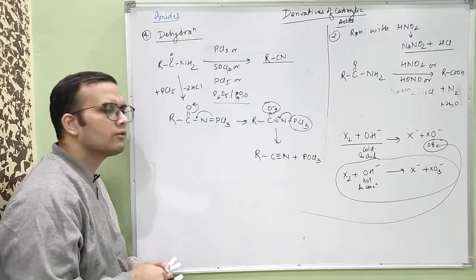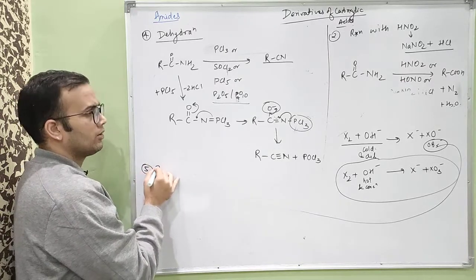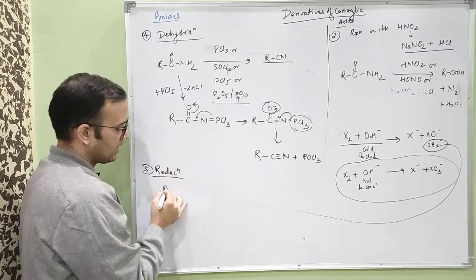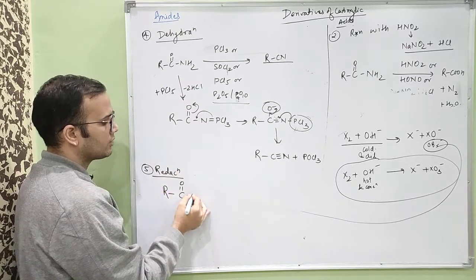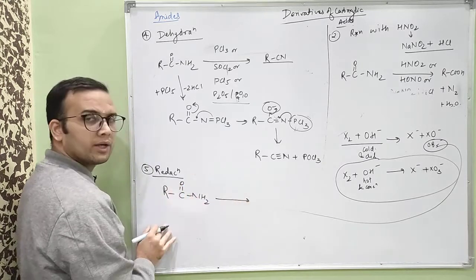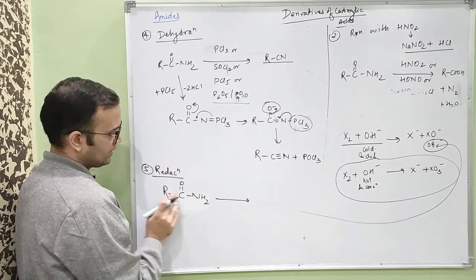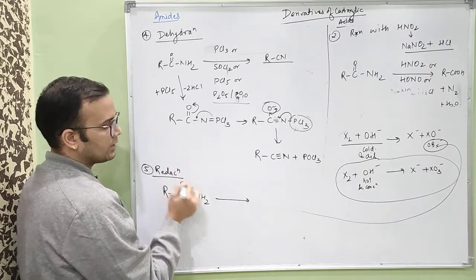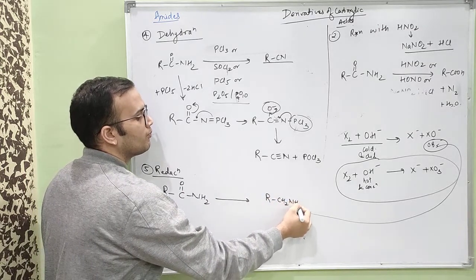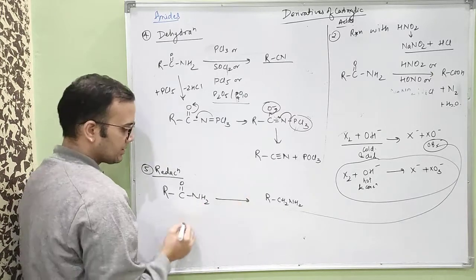Let's take a look at reduction. Reduction is a little different from others. Fifth one is reduction. If we ever have this, what do you think can be reduced from here? This is already in the reduced state. This gets reduced into RCH2 NH2. You can put NHR over here, NR2 over here, you'll get the same products.